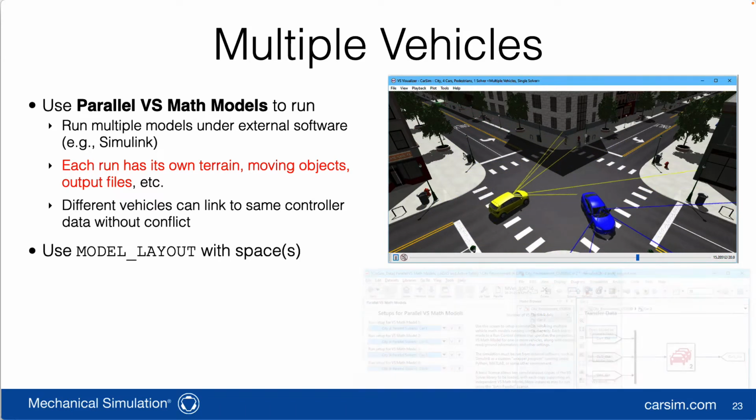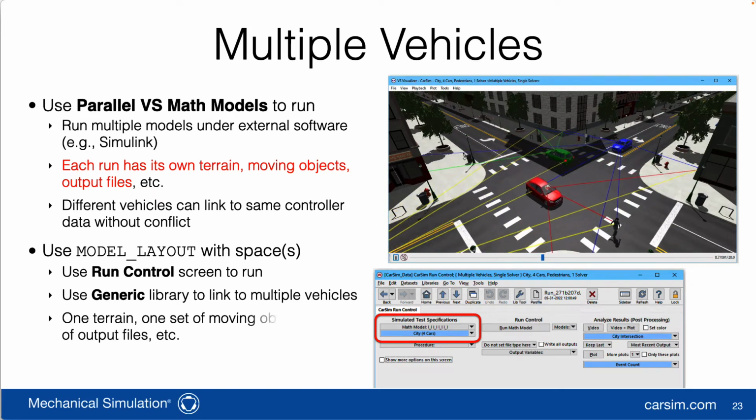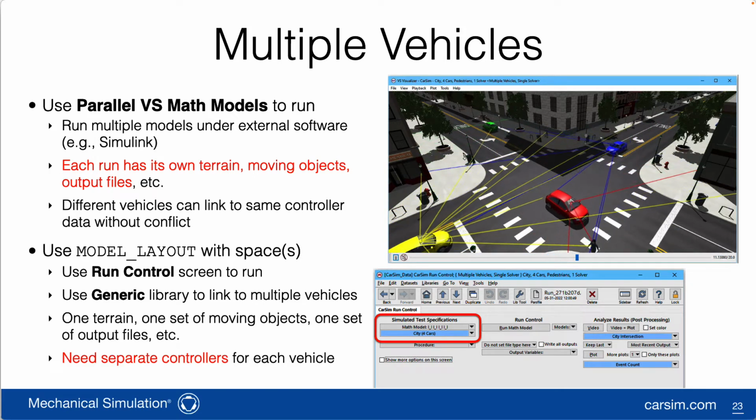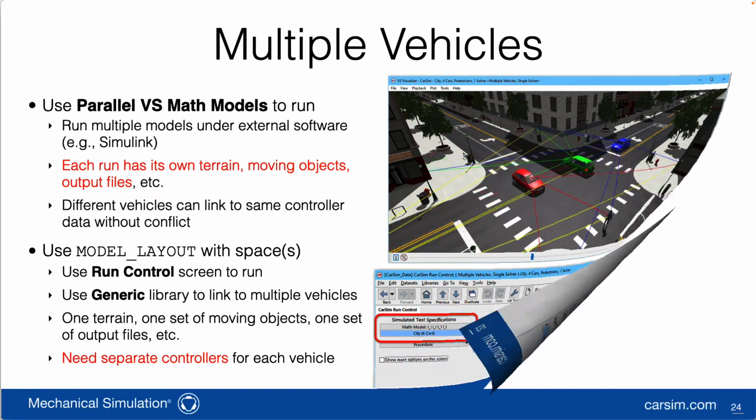Now the new method is using the model layout that we just showed on the previous slides, where we can have a single run that happens to have 4 vehicles in it, using the white space to separate them. In this case, we only have one terrain in there because it's just one run. We have one set of moving objects, but we do have to be careful in setting up the controllers so that, say, the yellow car up there has its own path following and speed control that has to be tagged with that particular vehicle, not with one of the other 3.